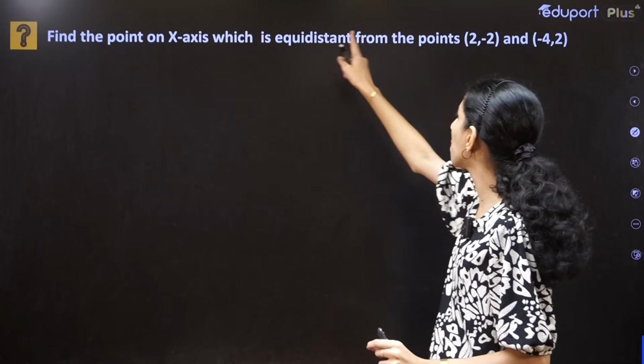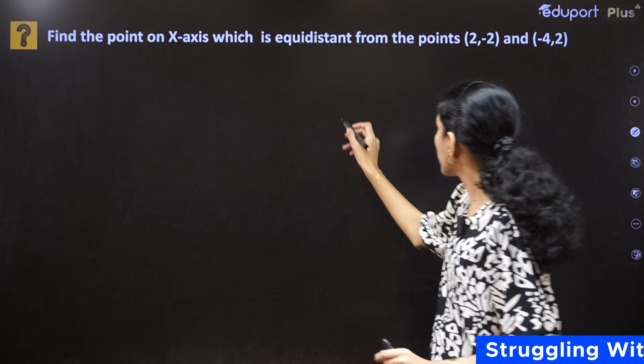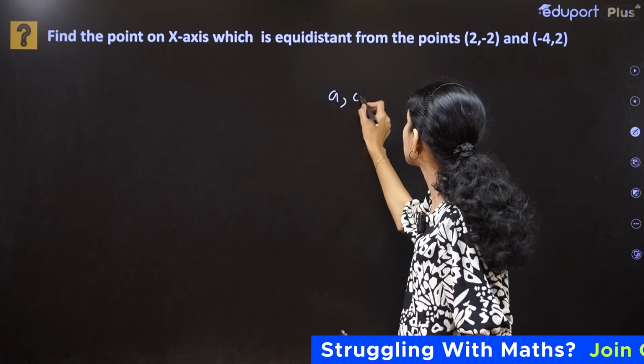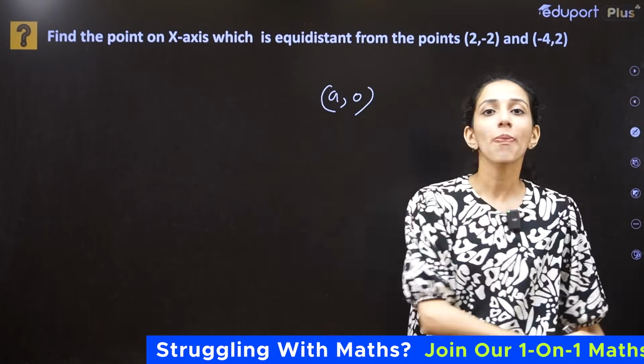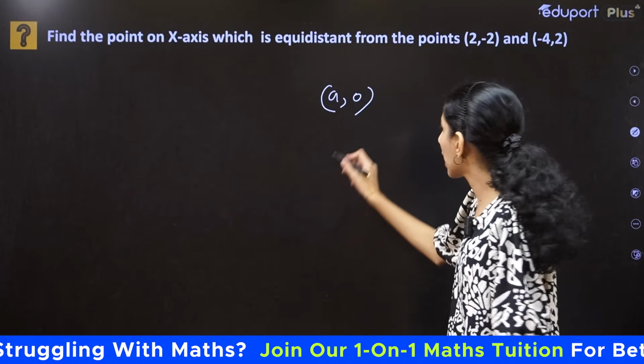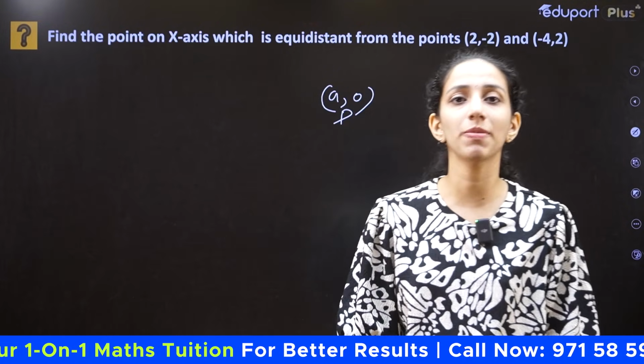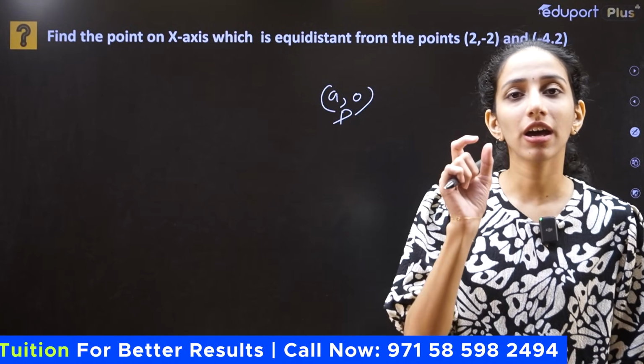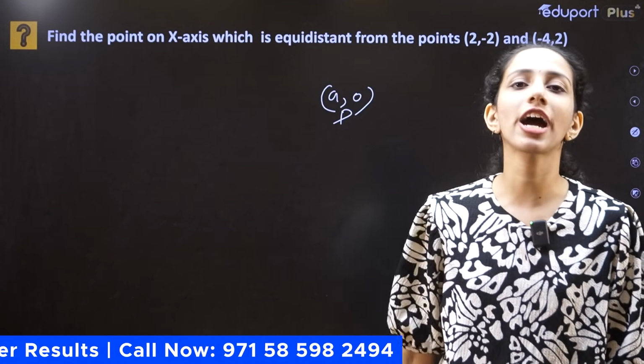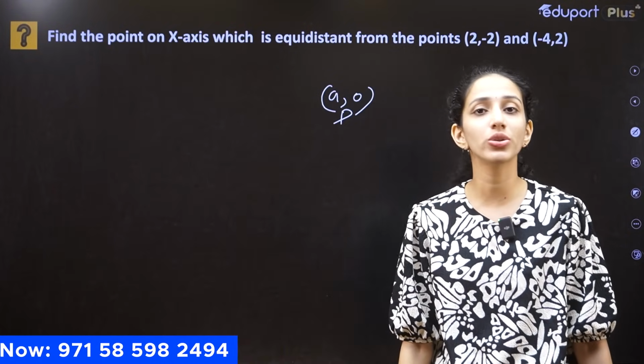And here we have a point on the x-axis, which is in the form (a, 0). So we consider that point as (a, 0). Can I rename it as P? So the point on the x-axis can be written as P, and its x coordinate is equal to a and its y coordinate is always equal to 0.